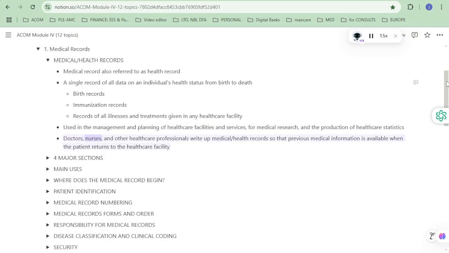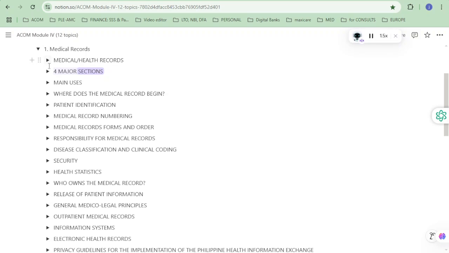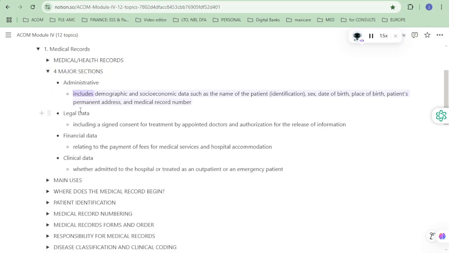Doctors, nurses, and other healthcare professionals write up medical/health records so that previous medical information is available when the patient returns to the healthcare facility. 4 major sections. Administrative. Includes demographic and socioeconomic data such as the name of the patient, identification, sex, date of birth, place of birth, patient's permanent address, and medical record number.